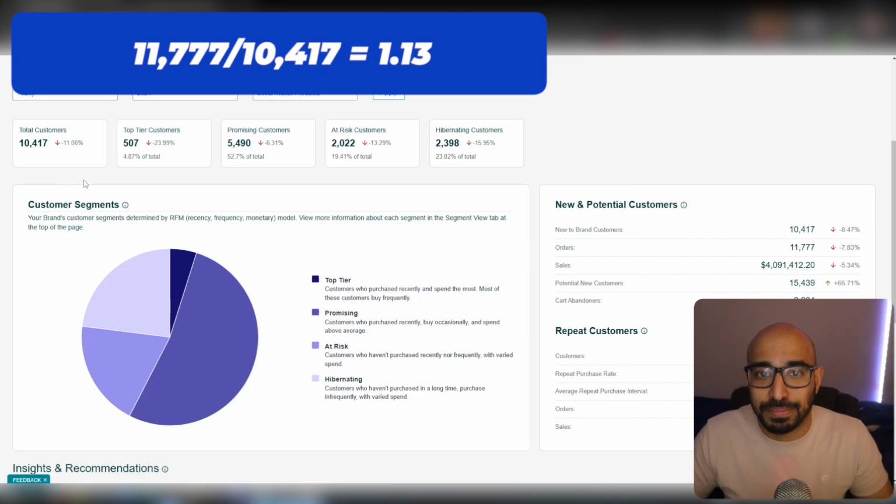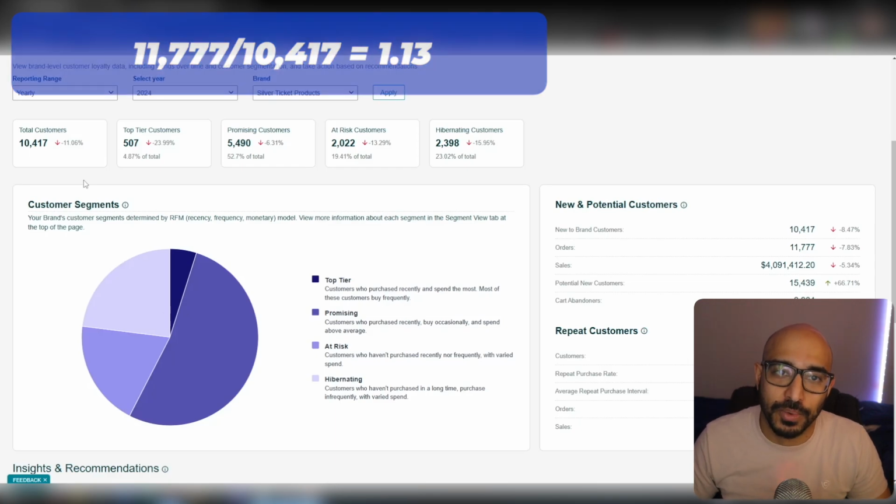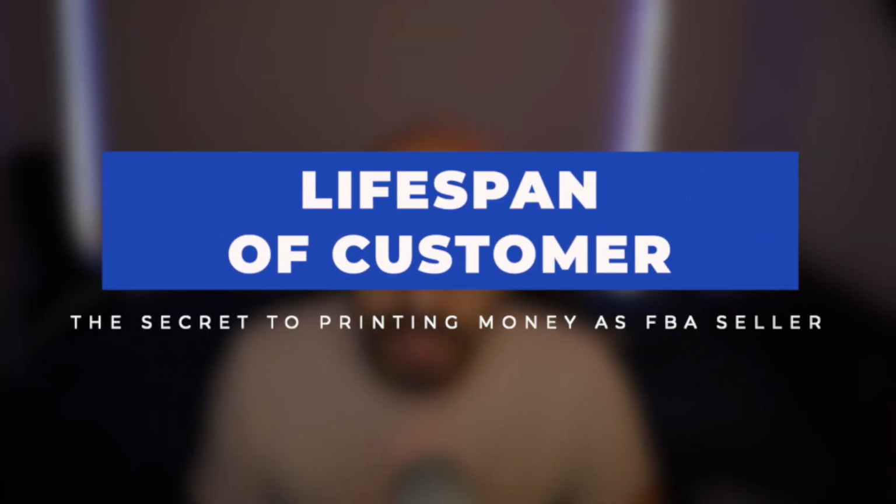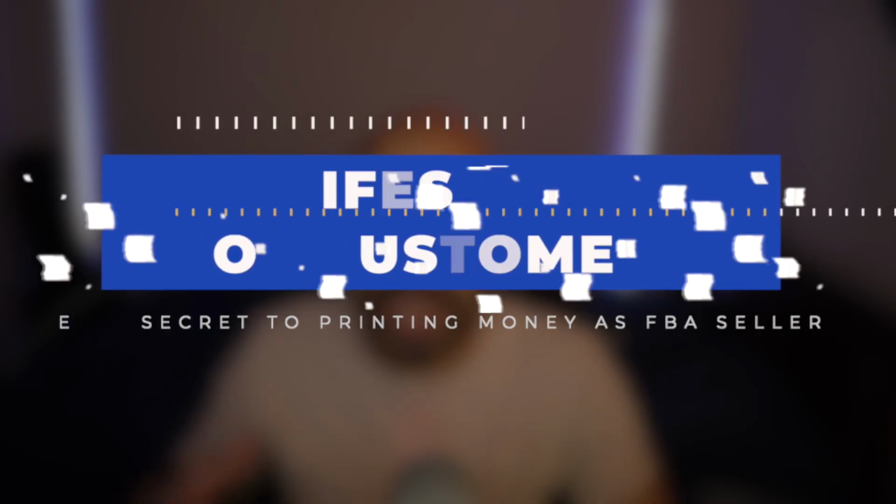Of course, a person can't actually purchase something that many times, 1.13. It's just that some people bought more than once from my brand and some people did not, thus averaging it across all orders. The average is 1.13. Lastly, we got lifespan of a customer. This one's a bit more challenging since the dashboard doesn't actually give it to you directly.